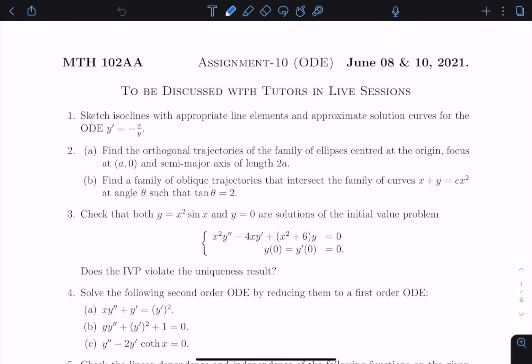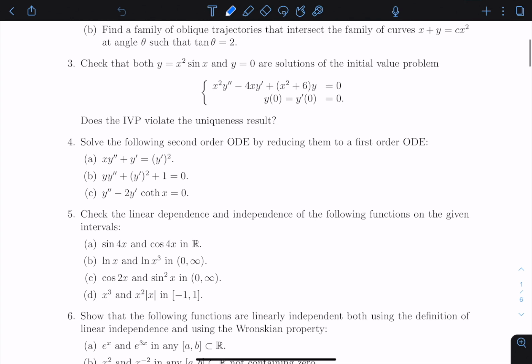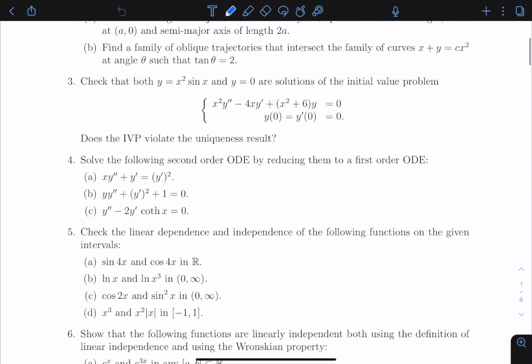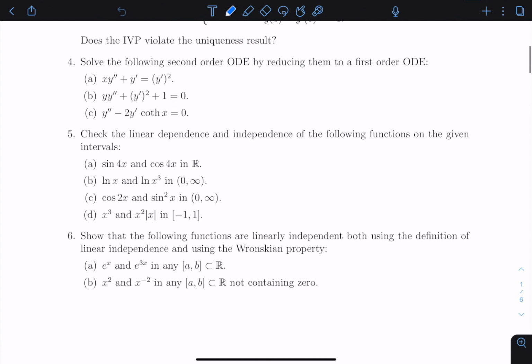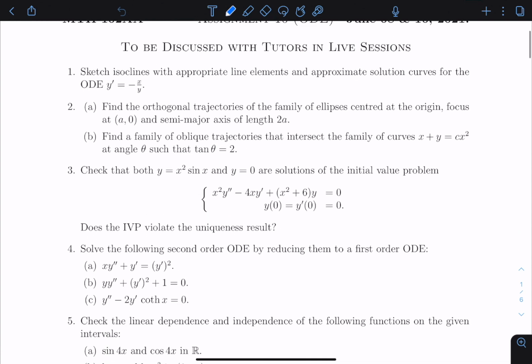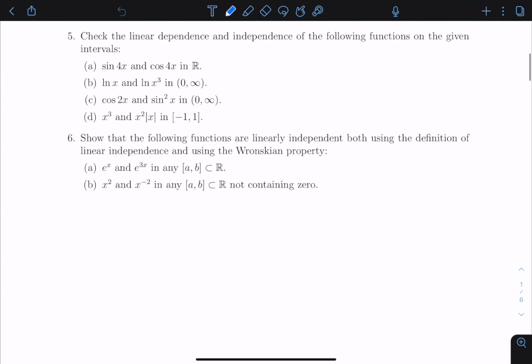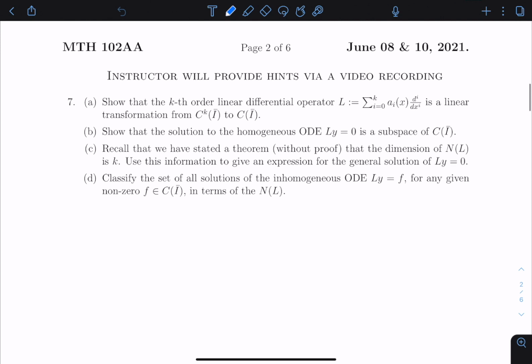Dear students, welcome back for assignment number 10, the third assignment in ordinary differential equations. As you would have already received this, the first 6 problems will be discussed in your live sessions, so go prepared for the same. In this video session, we are going to look at the 7th problem.